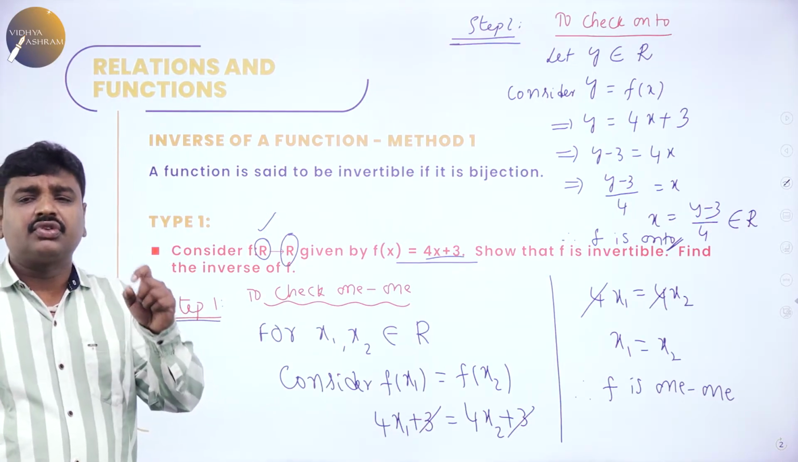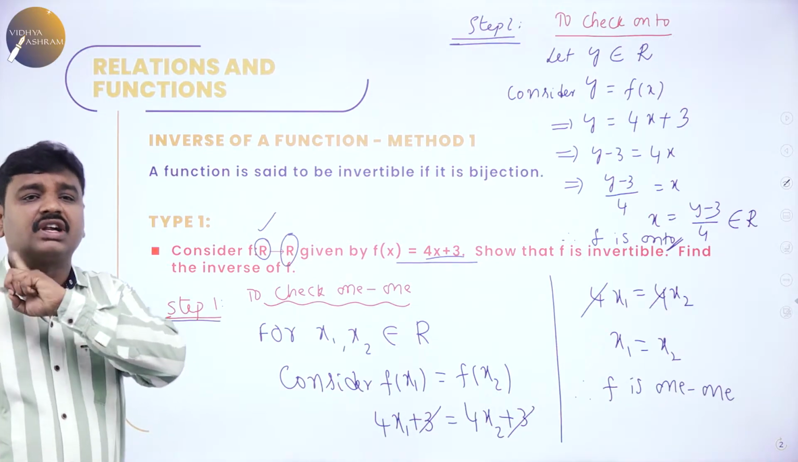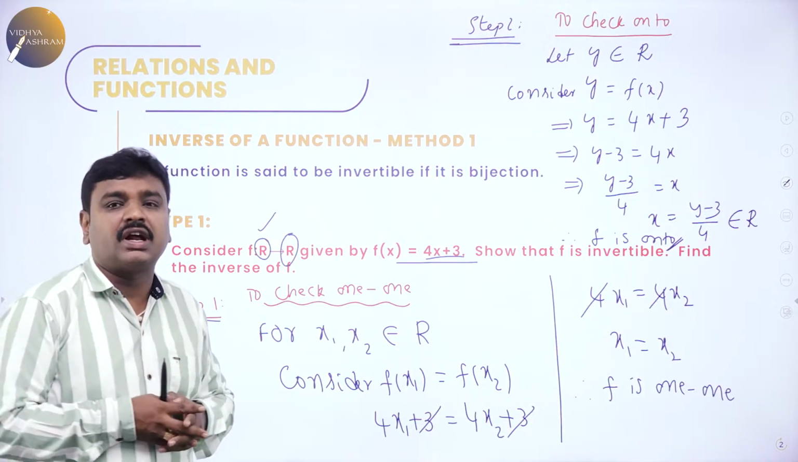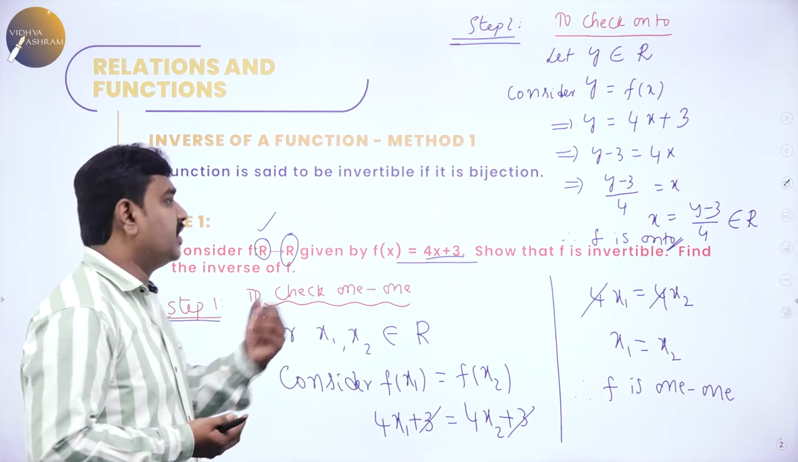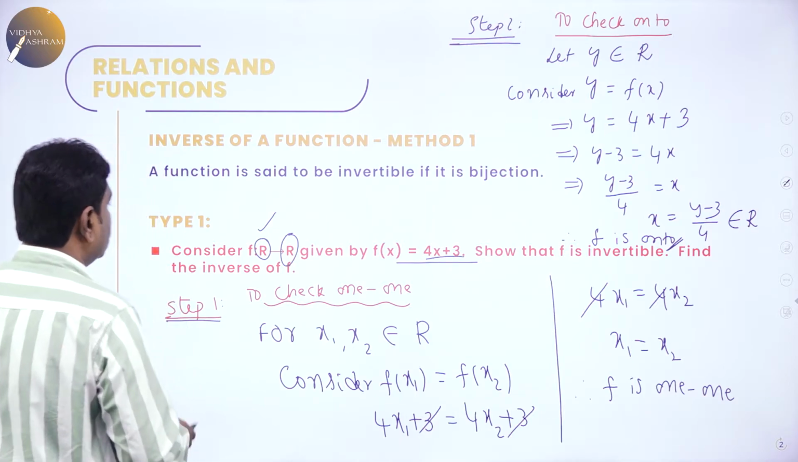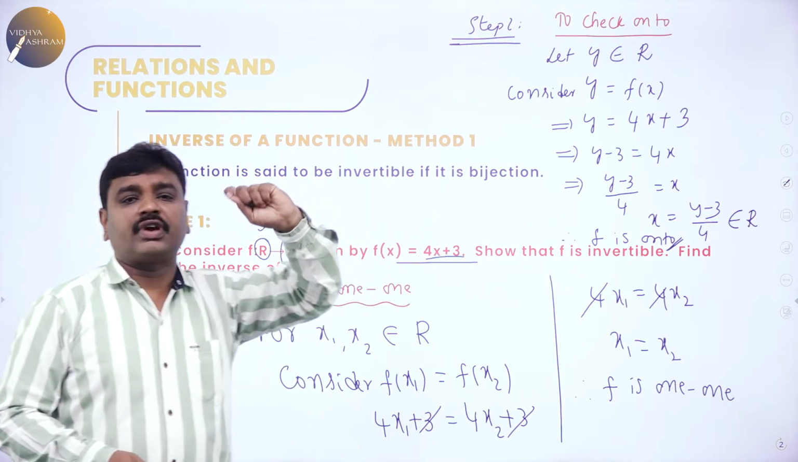Before we find the inverse, we should conclude, since f is both 1-1 and onto, it is invertible. If a function is both 1-1 and onto, we call it a bijective function. This is a bijective function, therefore it is invertible. So we have proved step 1, then we proved step 2. Now we need to find the inverse.